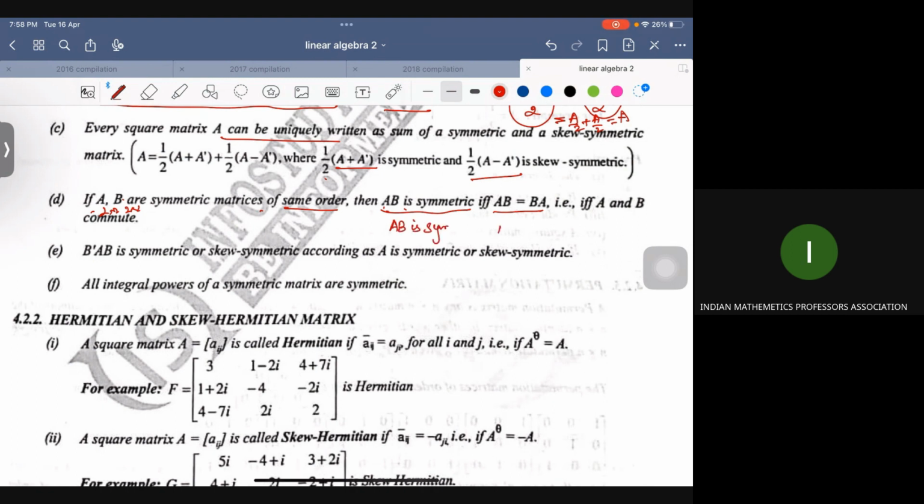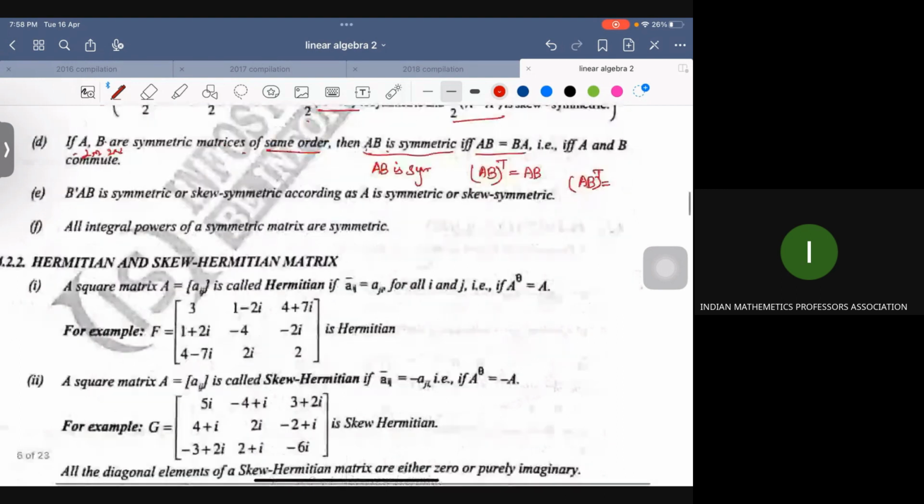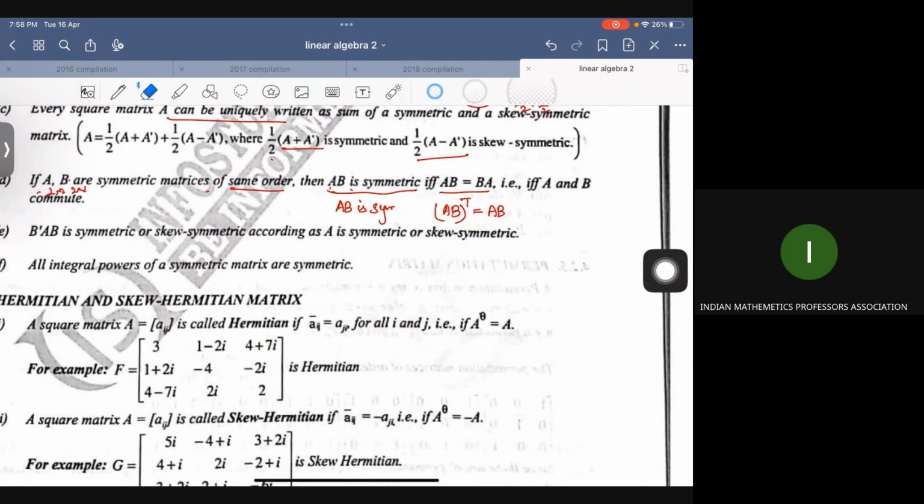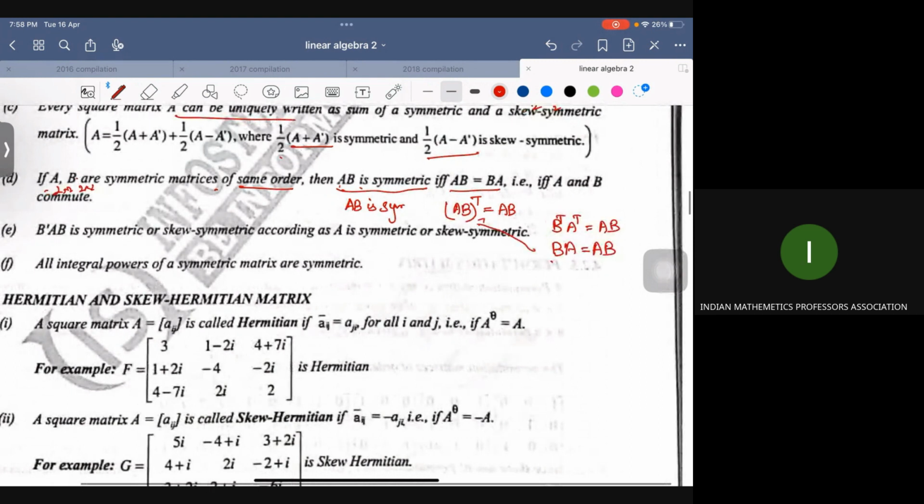If AB is symmetric, AB the whole transpose is equal to AB. Here we can write AB the whole transpose as B transpose A transpose, which is equal to AB. We know that B is a symmetric matrix, so B transpose is equal to B, and A is a symmetric matrix, so A transpose is equal to A. So BA is equal to AB. Conversely, if AB is equal to BA, we can take transpose on both sides and get this condition. So if A and B are symmetric matrices and AB is symmetric, we can say that AB is equal to BA. That is, the commutation between A and B is satisfied. That is, A and B commute.